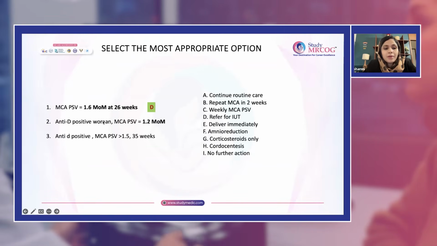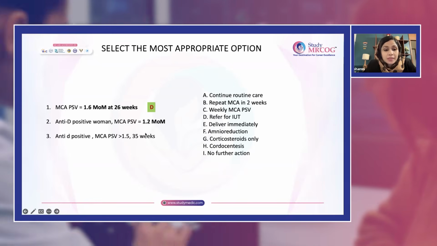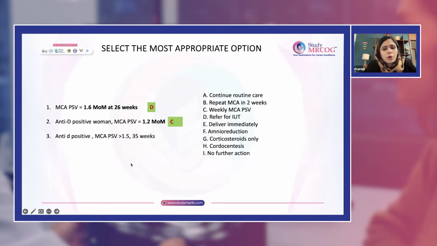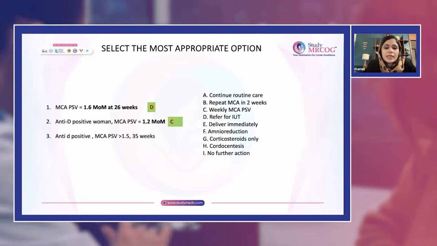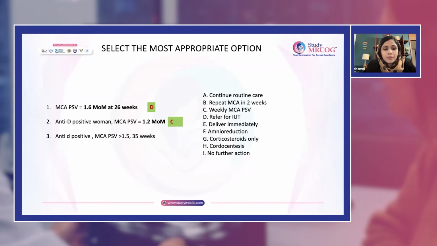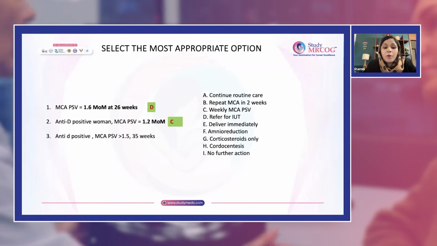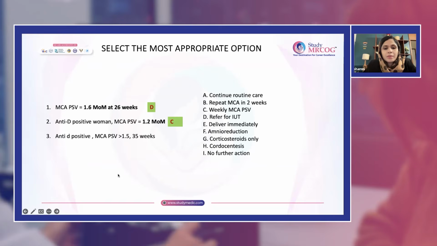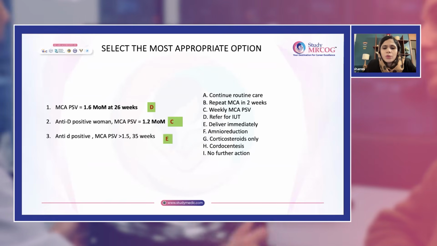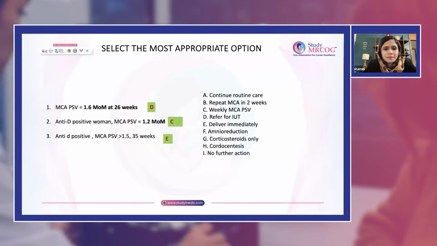Baby having fetal anemia. Anti-D positive women, MCA-PSV 1.2 MoM. So here we have to monitor only, so we have to do weekly MCA-PSV. Anti-D positive, MCA-PSV more than 1.5, 35 weeks. The patient has already become 35 weeks. So what will you do? You will usually deliver.